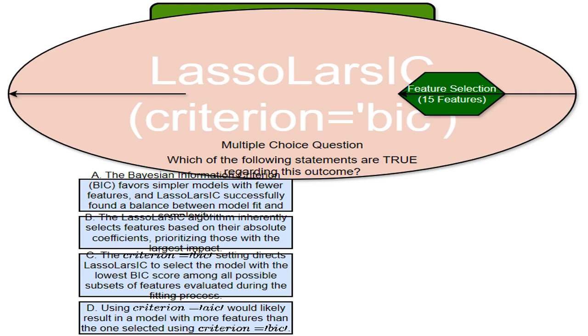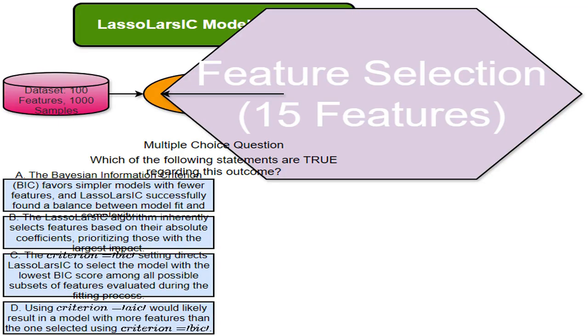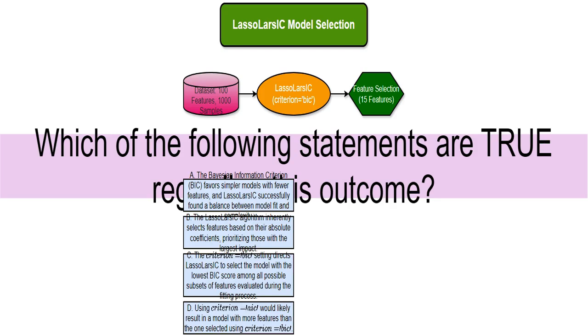Simplicity. A simpler model is preferred since it's easier to understand and less prone to overfitting. After running LassoLarsIC, I see that it selected only 15 out of the 100 features. The algorithm has determined that these 15 are the most important ones for building the best model based on the BIC criterion. I have 4 multiple-choice options to determine which statements accurately describe the results from my feature selection process. This tests how well I understand LassoLarsIC and the BIC.